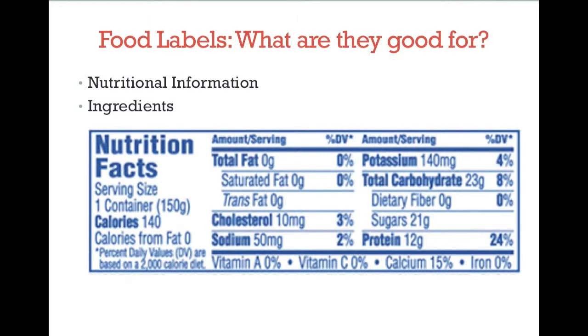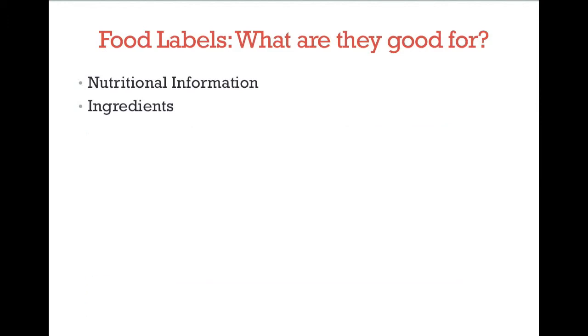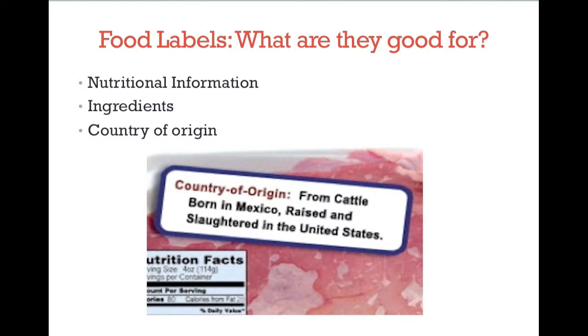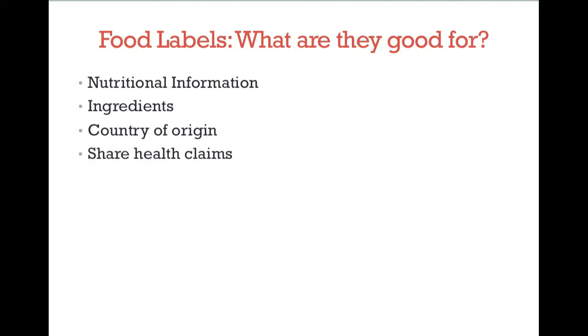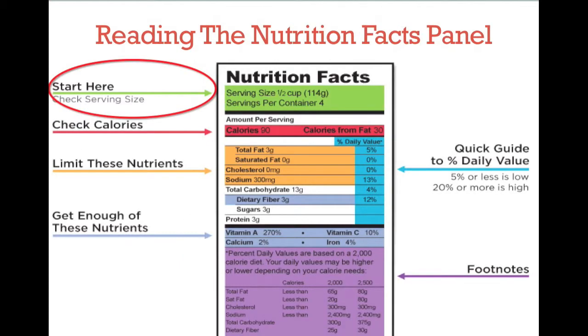This is helpful if we do not want to eat a certain ingredient due to a food allergy or a dietary restriction. In addition, food labels tell us what country the food came from or where it was made. Food labels also share health claims with us, such as whether a food is organic, low in fat, or high in fiber.